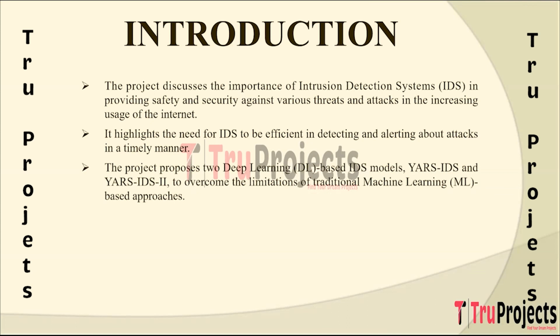Traditional machine learning based IDS approaches have limitations when dealing with the complexity and sophistication of modern cyber threats. The project introduces two deep learning based IDS models, YARS IDS and YARS IDS 2, aiming to overcome these limitations. Deep learning techniques offer more advanced and adaptive capabilities in identifying patterns and anomalies within network data, enhancing the overall effectiveness of IDS.